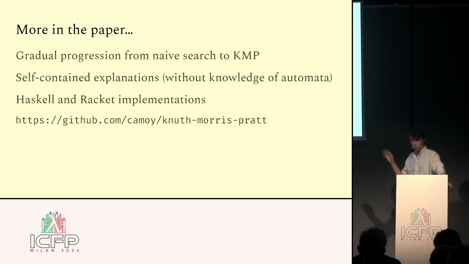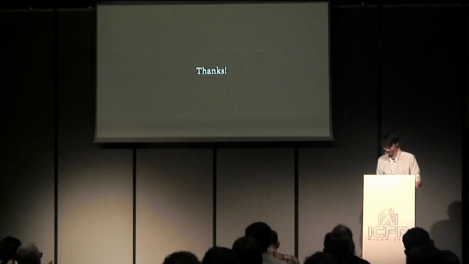And of course, I didn't show any code, but in the paper, there is a Haskell and Racket implementation. And Haskell is especially nice for implementing this algorithm because that cyclic structure of the automaton can be very, very easily realized with laziness. Okay, so you can actually see the implementation at that link. Okay, thanks very much.